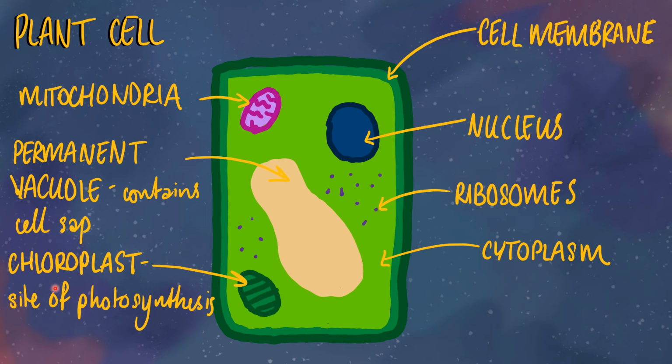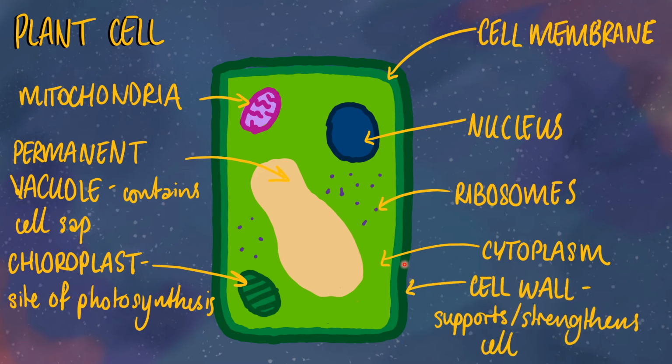This down here is a chloroplast, and that is the site of photosynthesis. So the reason I told you to make this green is because chloroplasts contain chlorophyll, and that is the pigment needed for photosynthesis, and it's what makes the plant green. So chloroplasts are full of chlorophyll, which is green. And then the last one, on the very outside, this dark green colour, we have a cell wall, and that supports and strengthens the cell.